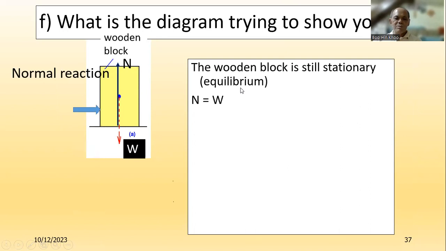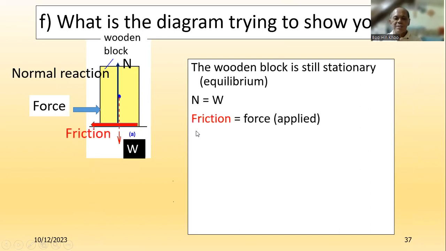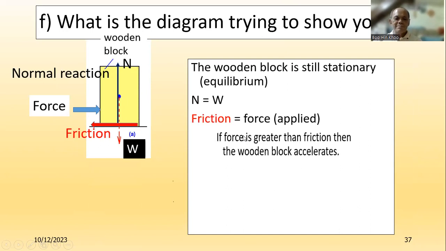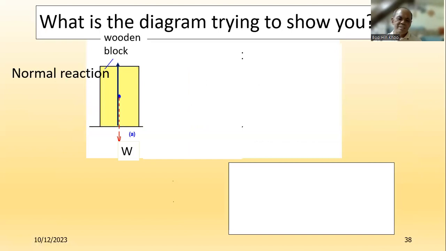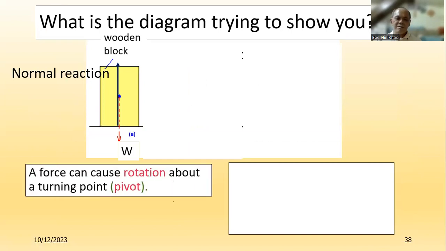N equals W. If we apply a force there, below the center of gravity, there's friction opposite to it, equal to the force applied. If the force is greater than friction, then the wooden block accelerates. But the force can cause rotation or a turning effect about a pivot.